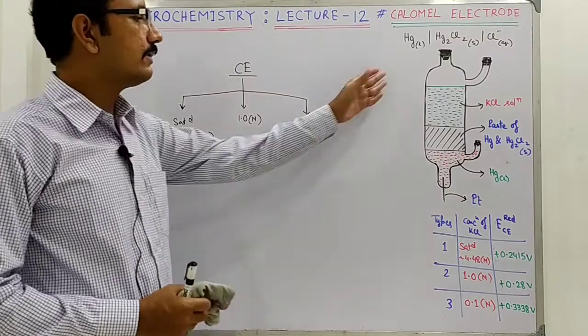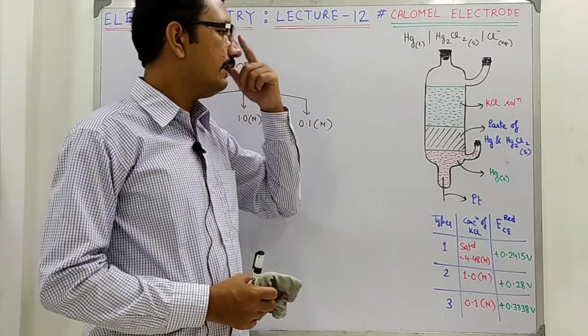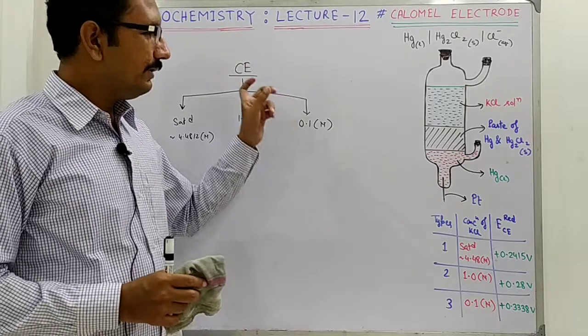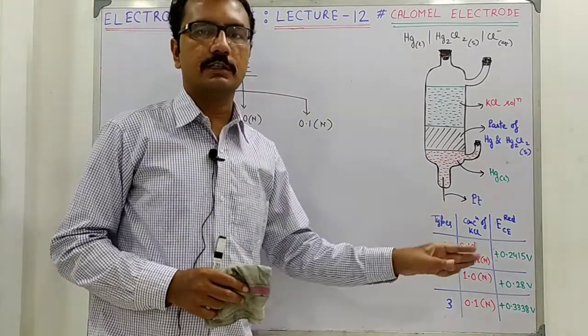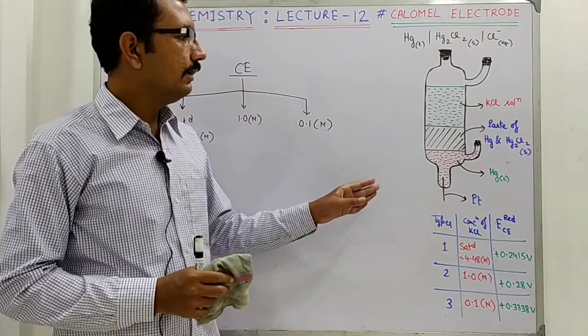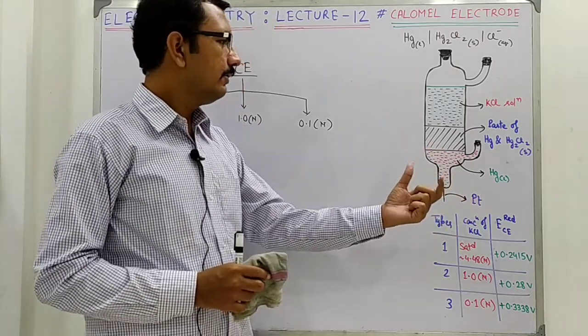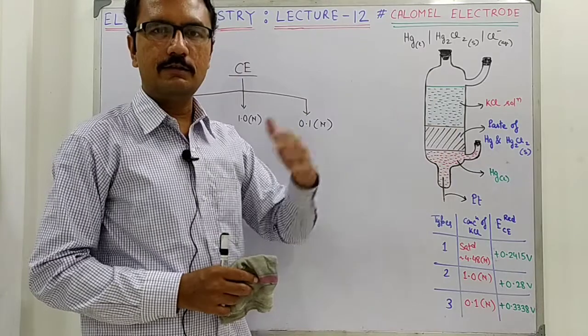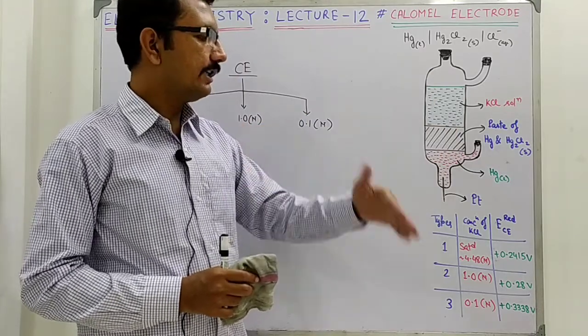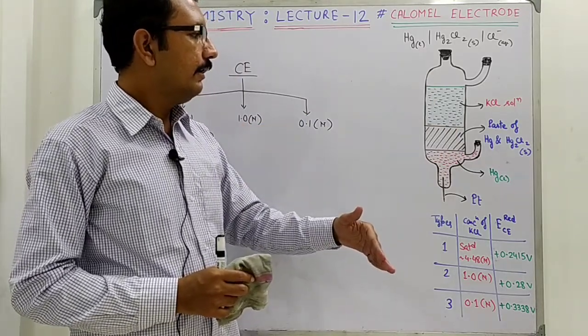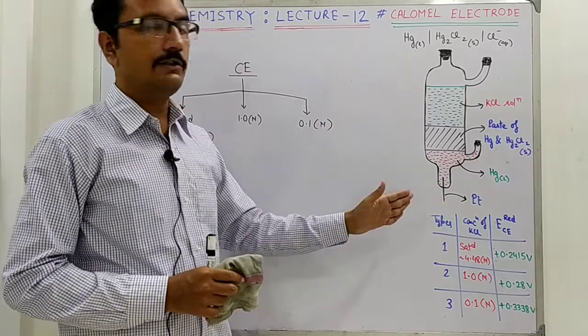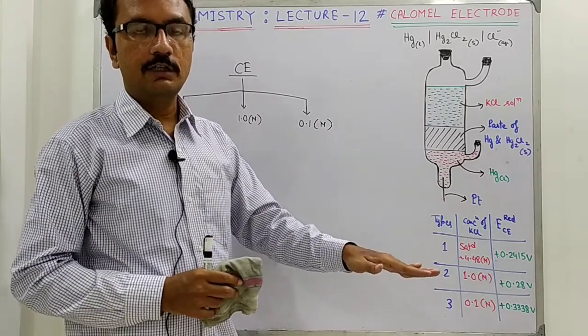So, this is the structure. You have to construct it in this way, and see, there is no difficulty in maintaining the pressure of hydrogen gas here, and you can carry it. So, it has portability compared to the standard hydrogen electrode. Now, how will you use it as a reference electrode? That is the question.